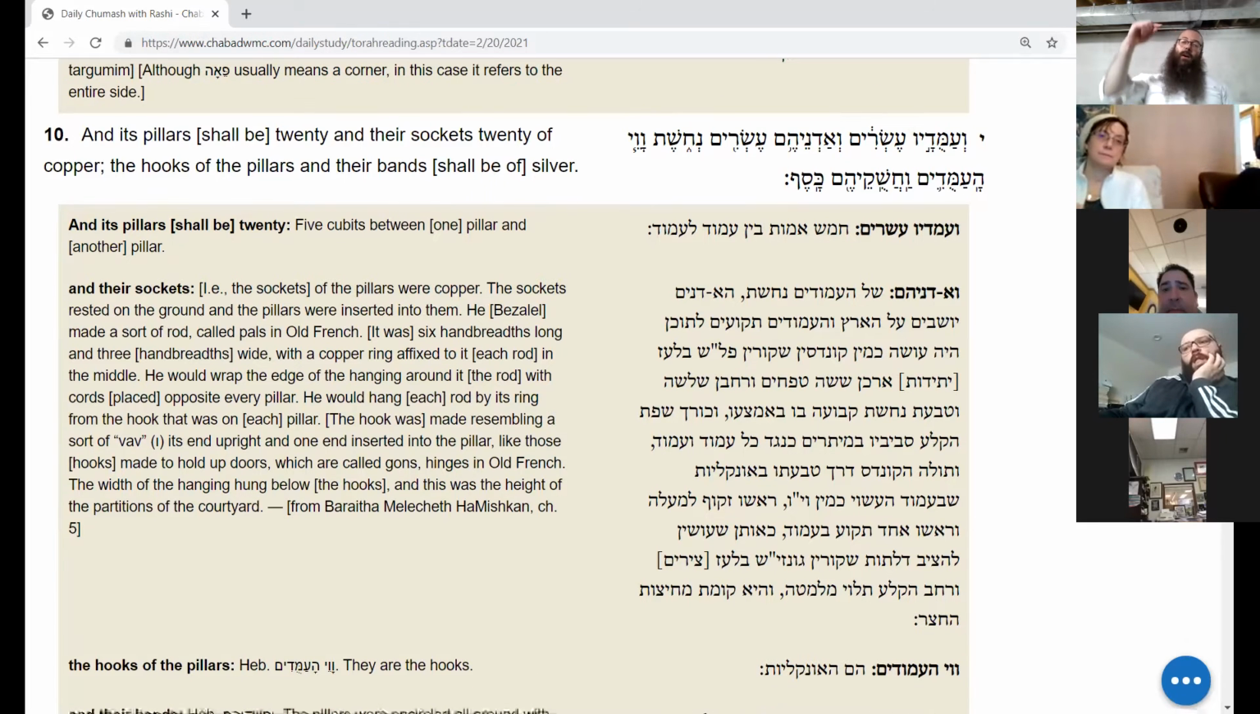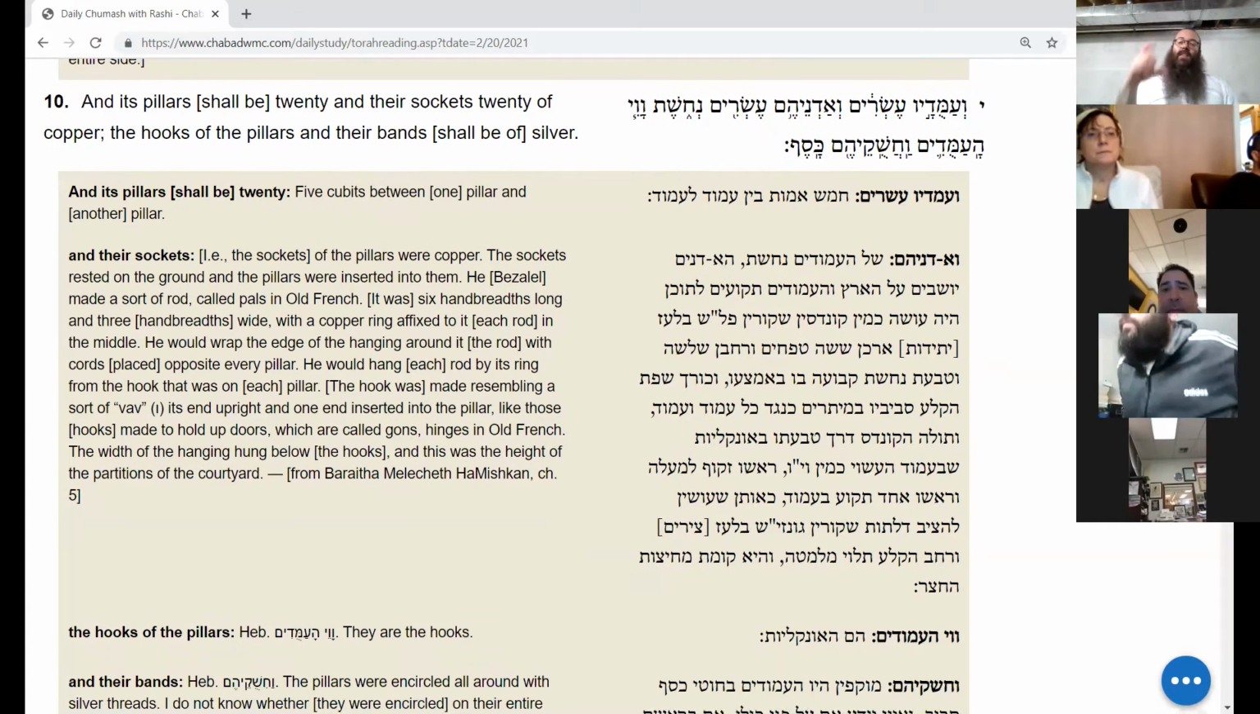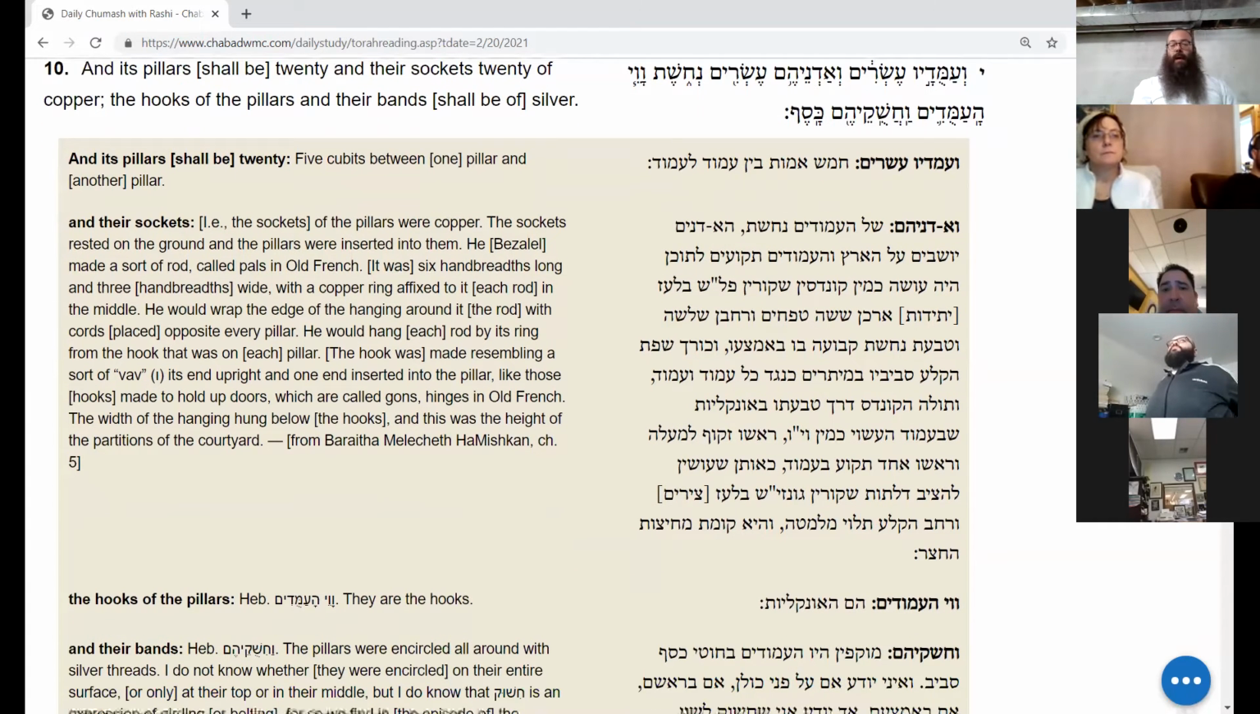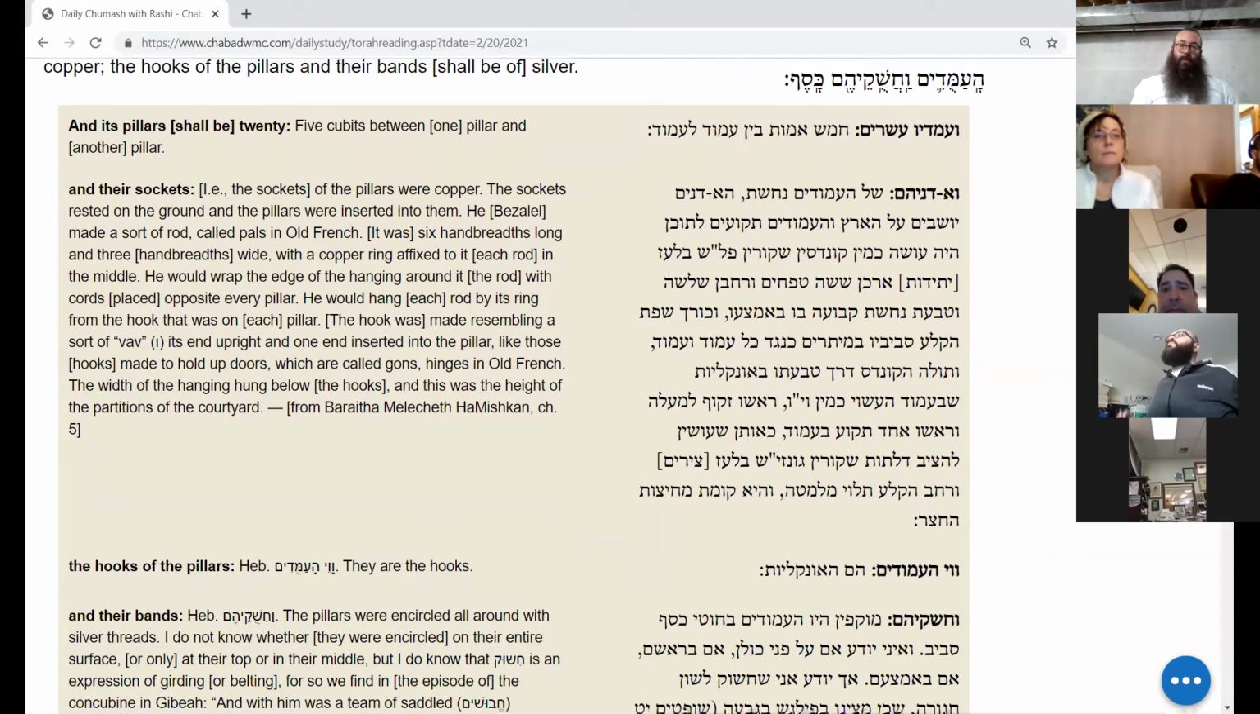However, the hooks that, like on a sailboat, the netting sat on, what were those hooks made out of? They were made out of silver. And it also had a design, it seems like a belt that went around these pillars, these beams that the curtain sat on. They had a silver belt. Rashi says he's not sure if it was thin or thick silver, but he assumes it seems like a thicker silver design, a silver belt that went around these poles to add to their design.